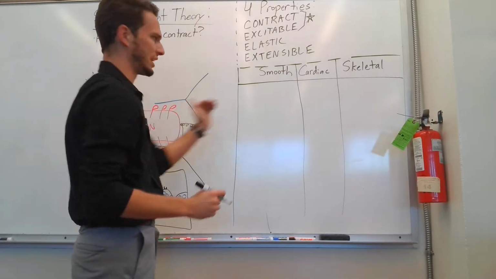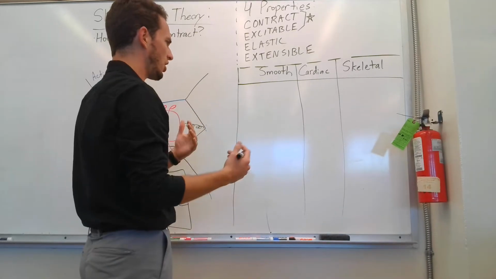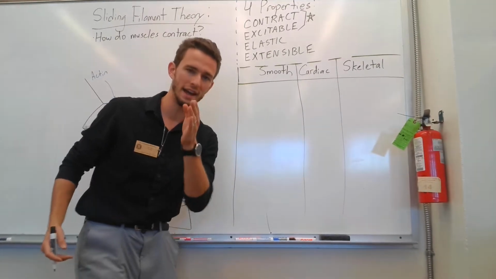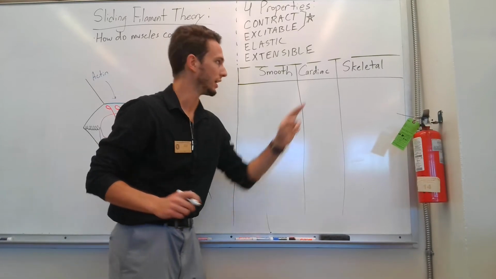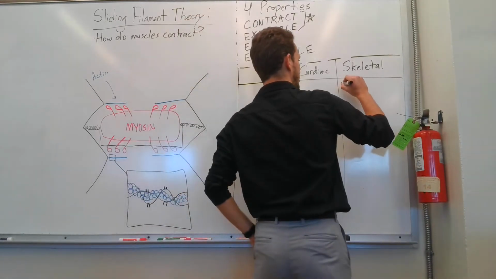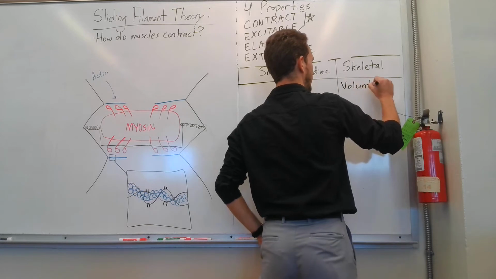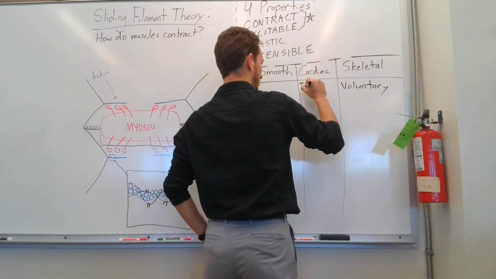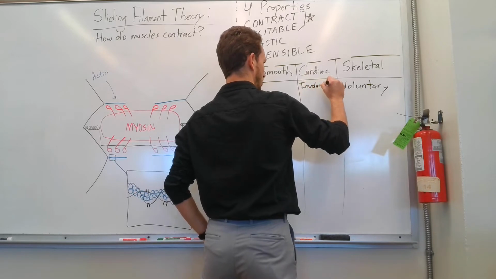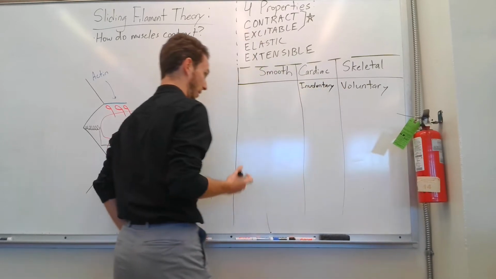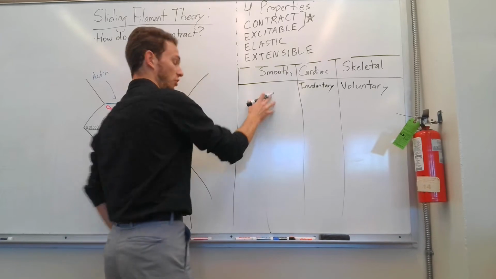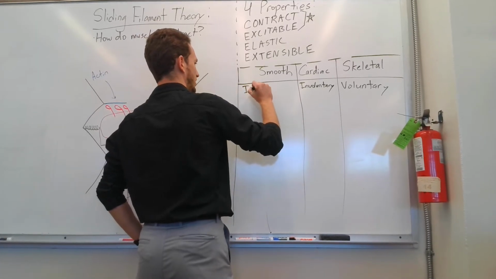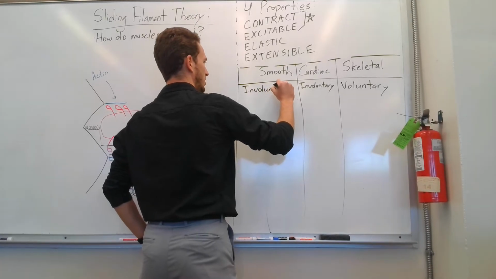Now let's differentiate these three. So let's start with if you can control them voluntarily. So if you can actively move a muscle, it's a skeletal muscle. So skeletal muscles are all voluntary, whereas the other two, your cardiac, your heart, is involuntary. You don't have to think to move your heart, thankfully, because I would probably be dead. And then smooth muscle, your intestines, all these other things, it is also involuntary. You're not actively thinking about moving them, so it is involuntary.